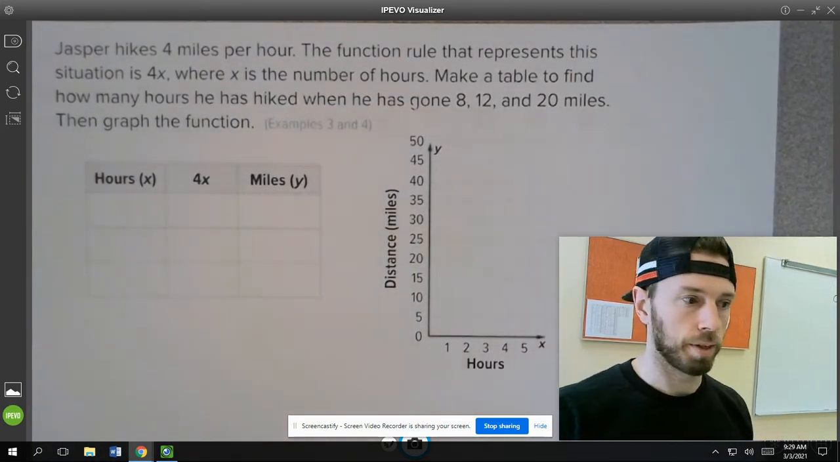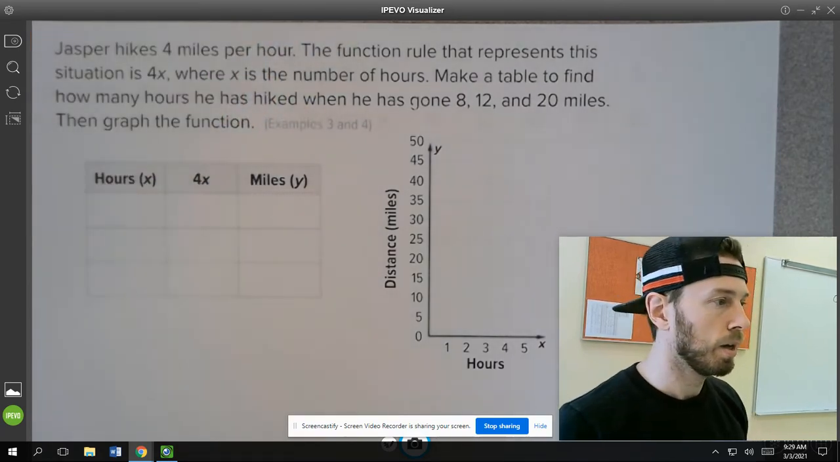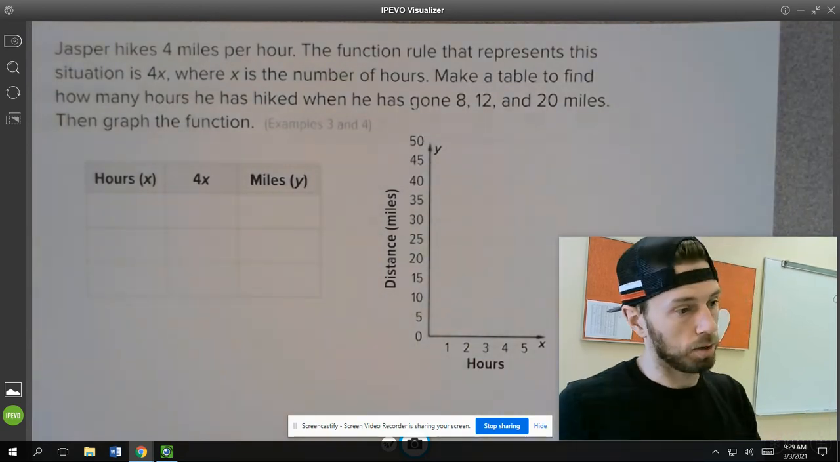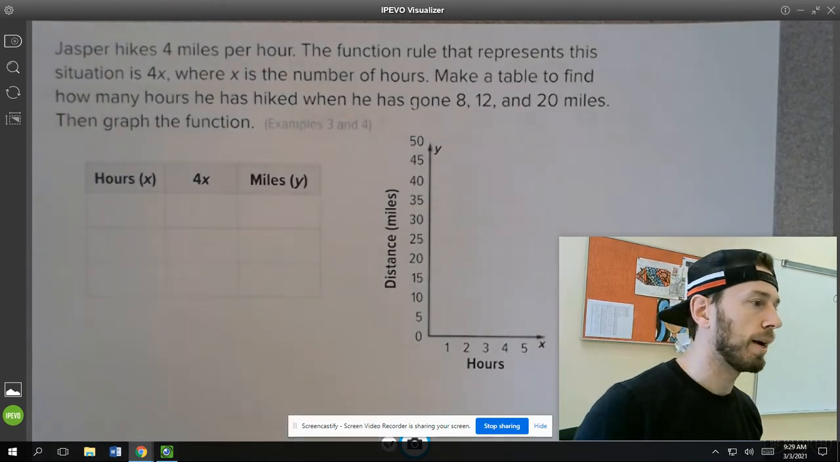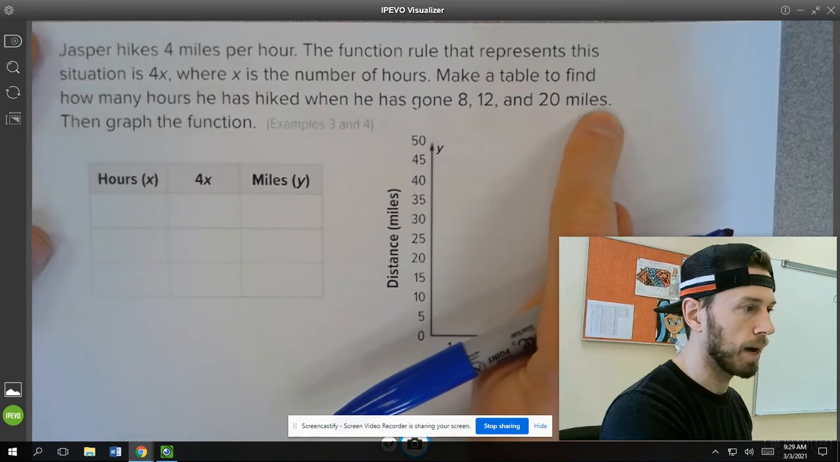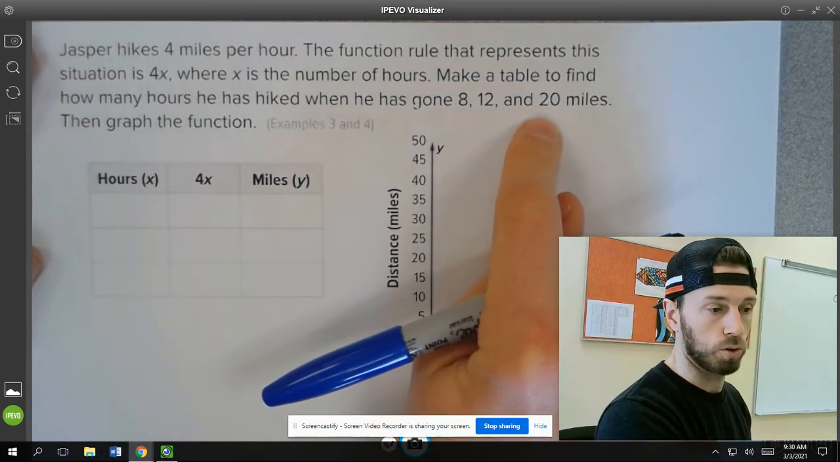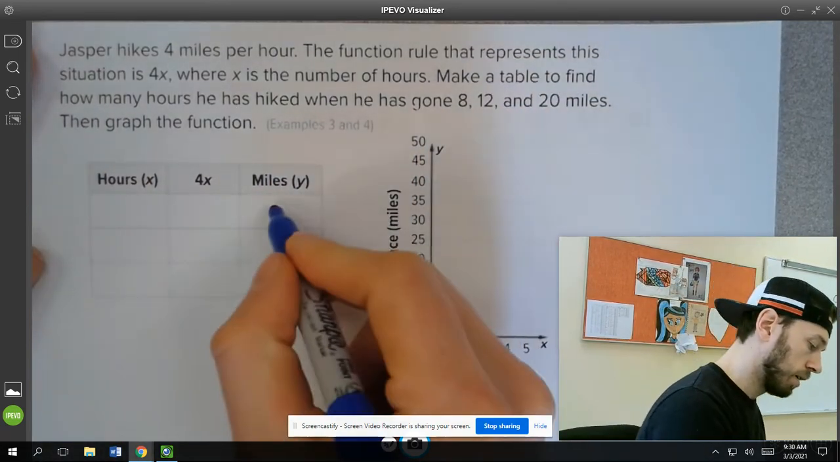If you were to do problems with functions, you might get a problem like this. Jasper hikes 4 miles per hour. The function rule that represents the situation is 4x, right? 4 times the number of hours he walks will tell us how many total miles he goes. Make a table to find how many hours he hiked when he has gone 8, 12, and 20 miles. Okay, so what we'll do here is, since these are the outputs, right? We just don't know. We know what the miles are. We don't know what the hours are. So let's go ahead and fill in this information.